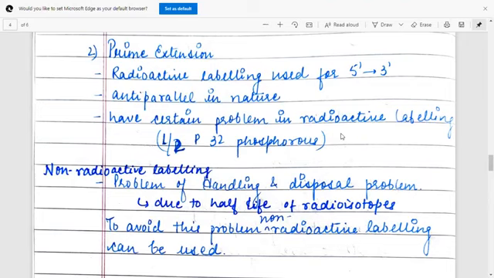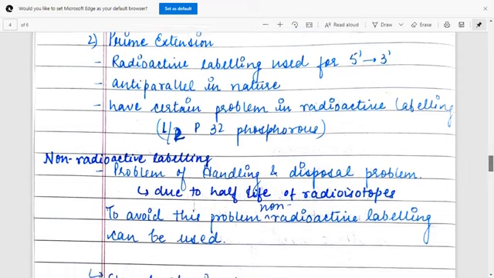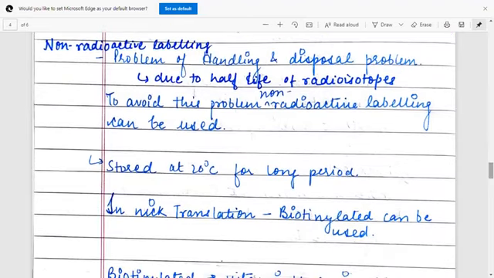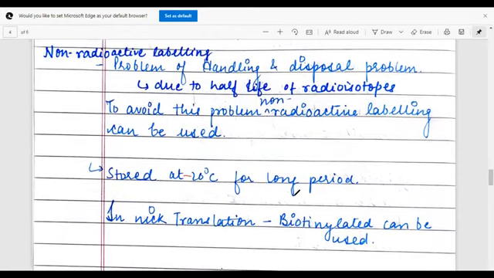So we can also use non-radioactive labeling. So the problem of disposal, as it was in radioactive labeling, gets resolved, and the half-life issue is also going to be resolved. There is a storage problem in radioactive labeling, but here it is not such a problem. It can be stored at minus 20 degrees centigrade for a long time.